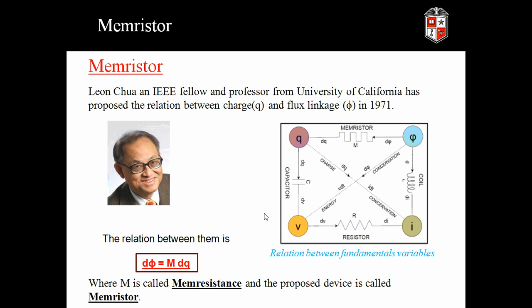This all began when a professor called Leon Chua, who is an IEEE fellow from the University of California, and who is considered the father of nonlinearity, was studying nonlinear elements like capacitor and inductor. He found out that there is a relation missing between the four fundamental variables, that is, the relation between charge and flux linkage. After some analysis, in 1971, he came up with an equation relating charge and flux linkage: dφ = M dq. The term he used to relate these two variables is called memristance, and the proposed device is called the memristor.